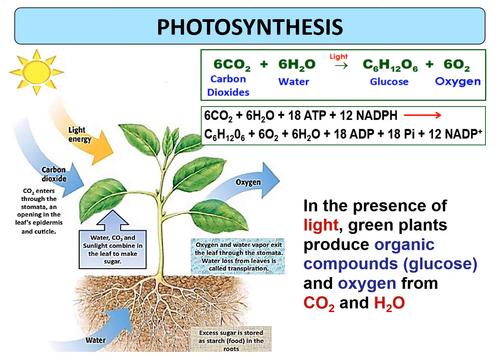This is a general equation of photosynthesis. Carbon dioxide along with water will produce glucose and oxygen. In the presence of light, green plants produce organic compound, which is the glucose, and also oxygen.